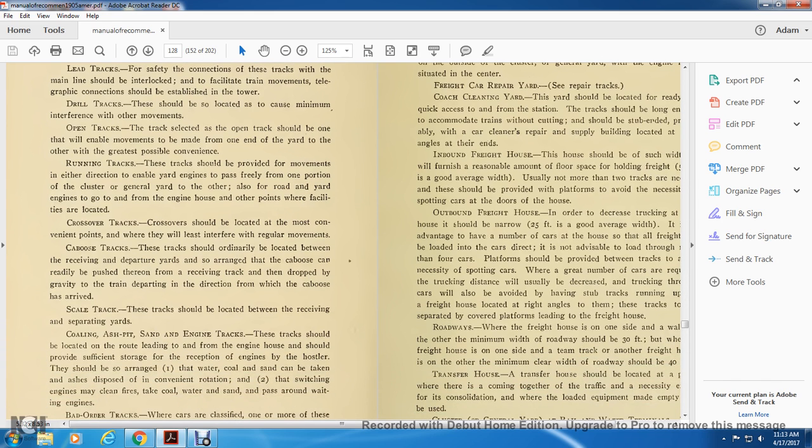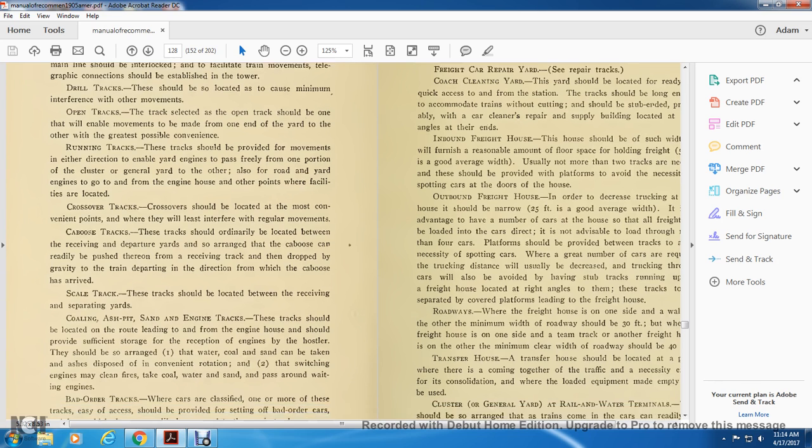Crossover tracks. The crossover should be located at the most convenient points where they least interfere with the regular movement of the caboose track. The track should be ordinarily located between the receiving and the departure yards, but so arranged that the caboose can be readily pushed around the receiving track, then prepared, drops by the gravity of the train departing for the direction of the caboose has arrived.